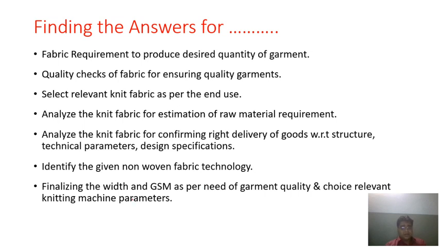Now another very important aspect of why we have to learn this course: finalizing the width and GSM as per the need of the garment quality, and choosing the relevant knitting machine parameters. This is a very important thing. Suppose you have developed one vendor, one knitter, to produce the fabric with the specification laid down by you. While specifying, you must also be aware of how these specifications are going to impact the fabric.